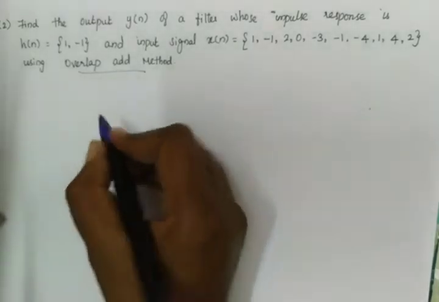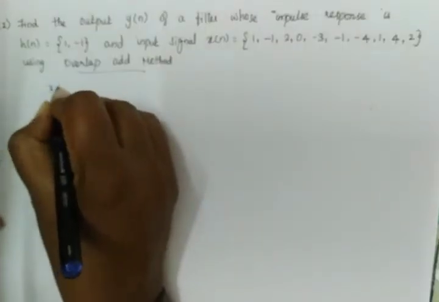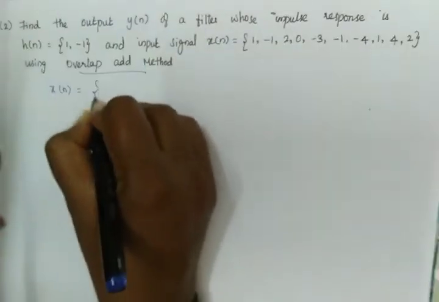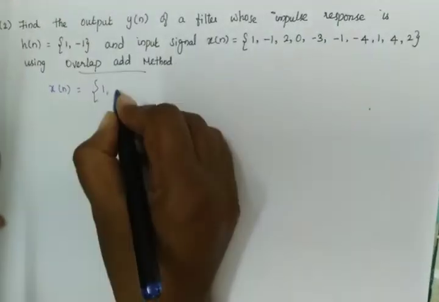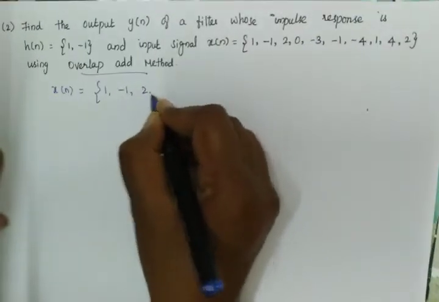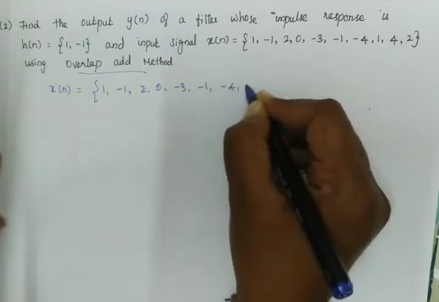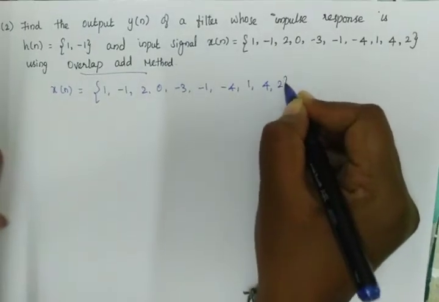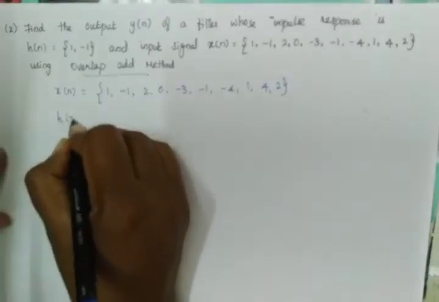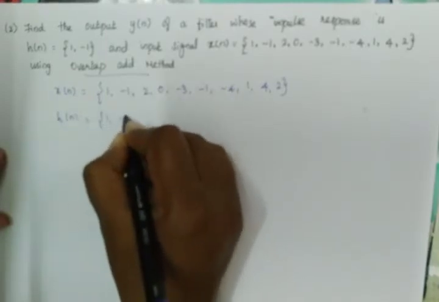So x of n is equal to: write the question carefully, and you should not miss the minus, because if you miss a minus then the entire answer will become wrong. 1, minus 3, minus 1, minus 4, 1, 4, 2. And what is our h of n? h of n is equal to 1 minus 1. So this is our h of n.